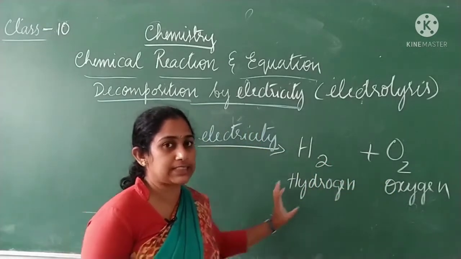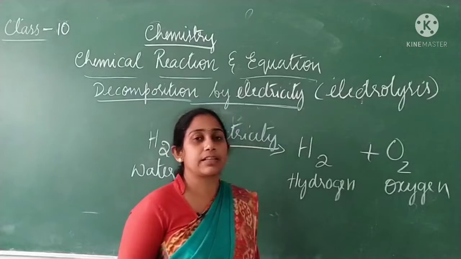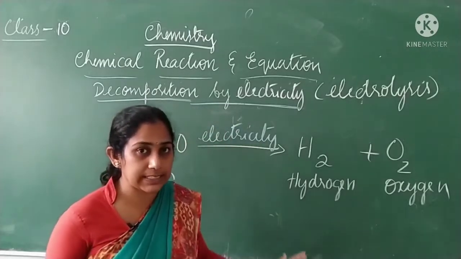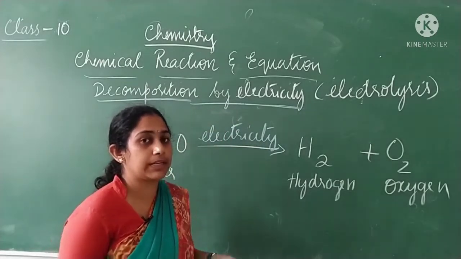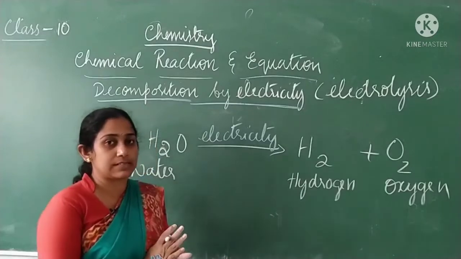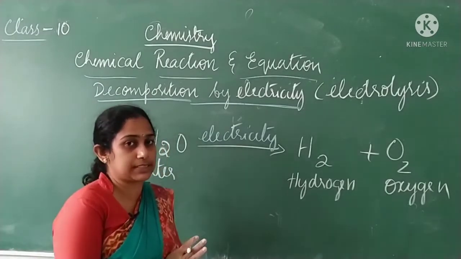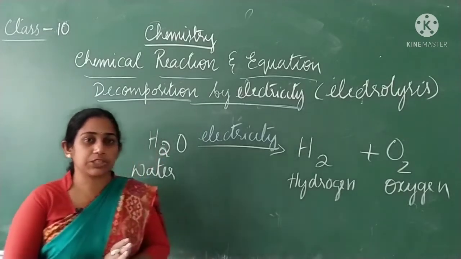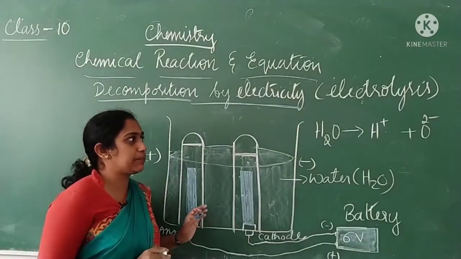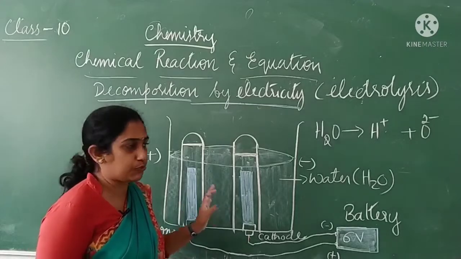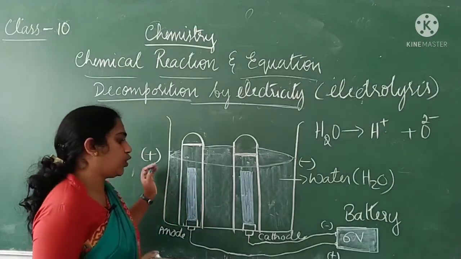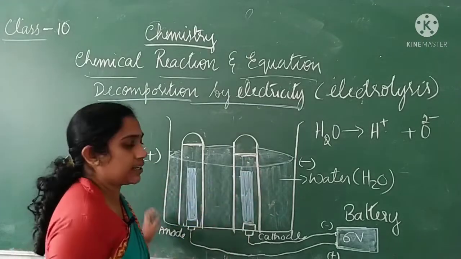Hydrogen gas and oxygen gas will be collected at the different electrodes of the electrolytic setup. I hope you remember the electrolytic setup which you learned in previous years. So let us go through the electrolytic setup with a diagrammatic representation. This is the electrolytic setup for electrolysis of water. We take a beaker containing water.